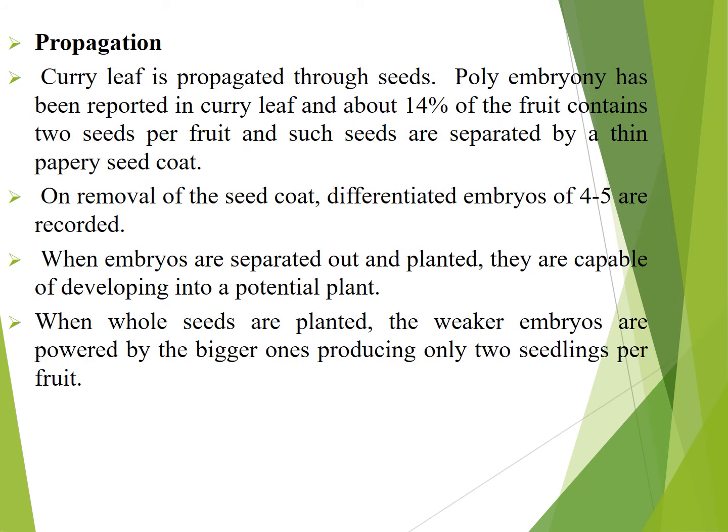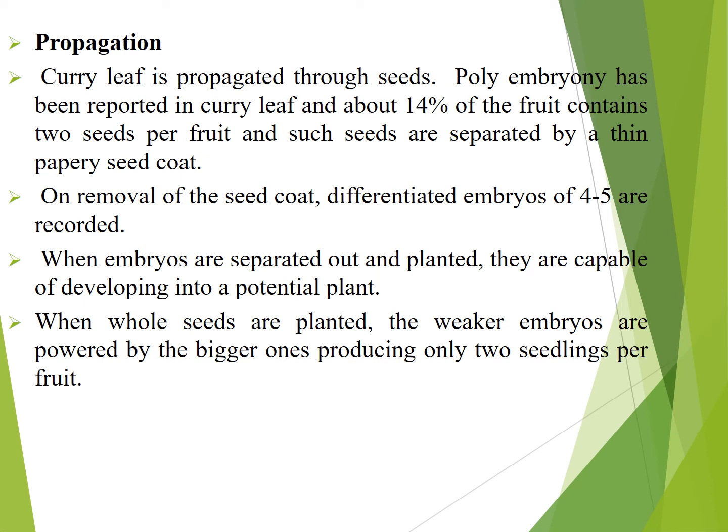And propagation. Curry leaf is mainly propagated through seeds, but polyembryony has been reported in curry leaves, and about 14% of the fruits contain two seeds per fruit. The seeds are separated out of thin papery seed coats. On removal of the seed coat, differentiated embryos, 4 to 5, are recorded in different varieties. The embryos are separated out and planted. They are capable of developing into new plants.